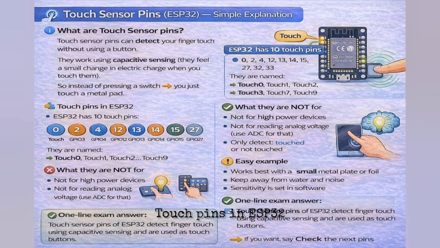Touch pins in ESP32. ESP32 has 10 touch pins. GPIO 0, 2, 4, 12, 13, 14, 15, 27, 32, 33. They are named Touch 0, Touch 1, Touch 2, up to Touch 9. What you can use them for: touch on-off light, touch button, door lock keypad, smart switches, touch control panels. What they are not for: not for high power devices, not for reading analog voltage, use ADC for that. Only detect touched or not touched.